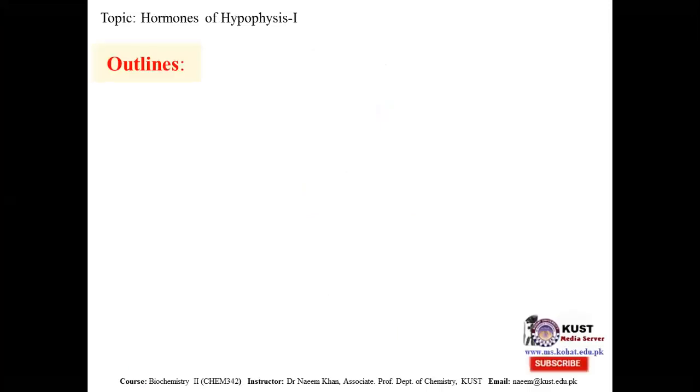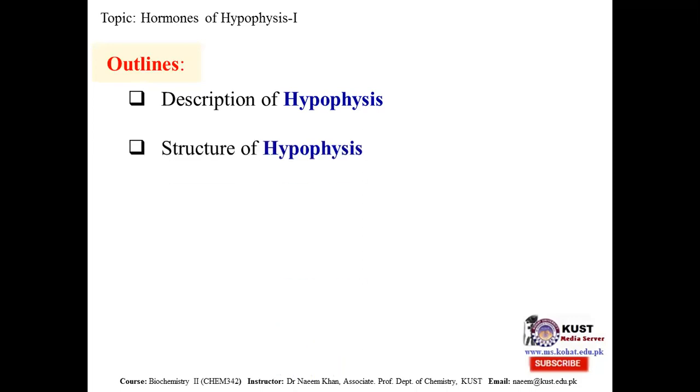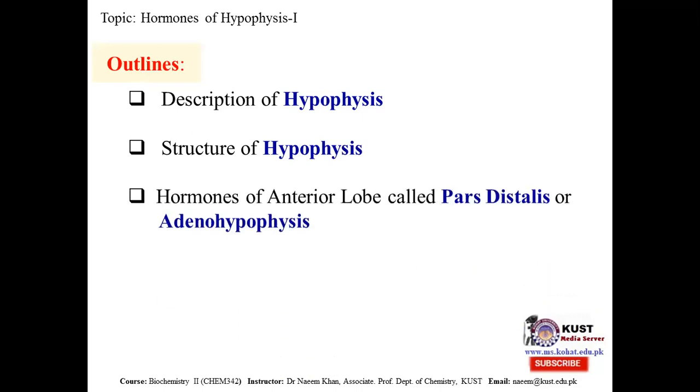Outlines for today's topic include: we will discuss the hypophysis description, the pituitary gland structure, the pituitary gland details, and their nomenclature. This all will be covered. We will go toward the structures, the different zones of the hypophysis gland, and the important secretions, and especially we will talk about the anterior lobe, that is called pars distalis or adenohypophysis. Need to have a start.